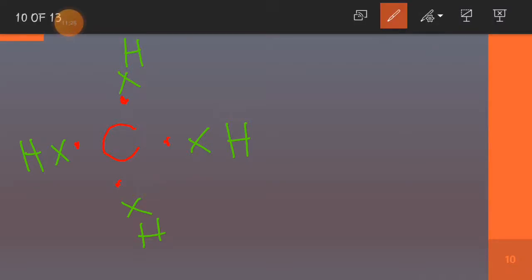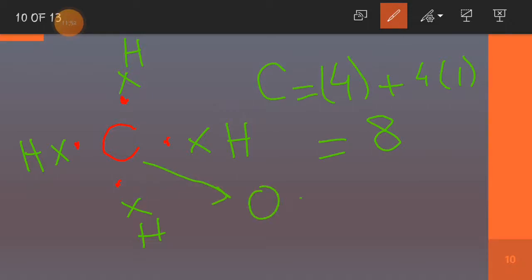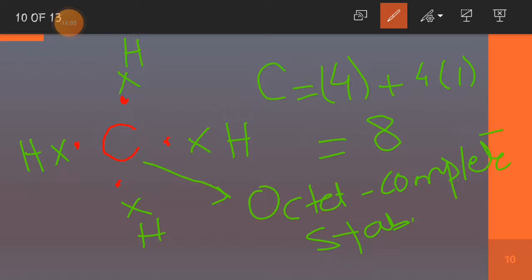Now if you look at the number of electrons in the valence shell, you may easily calculate it as 4 electrons are of the carbon itself plus 4 hydrogen atoms shared 1 electron each with the carbon atom, and the total number of electrons becomes 8 in the valence shell of the carbon atom. So this means that the octet for carbon atom is complete. We know that when the octet is complete, carbon has attained stability.